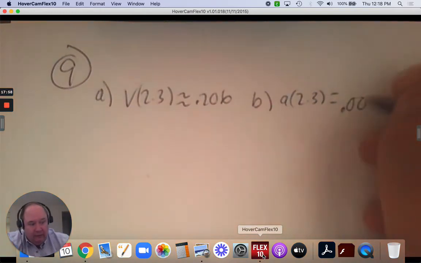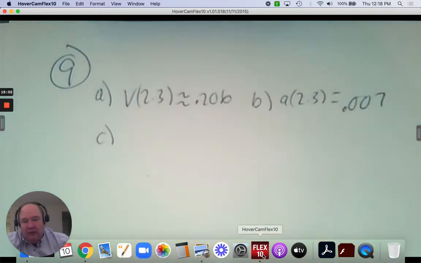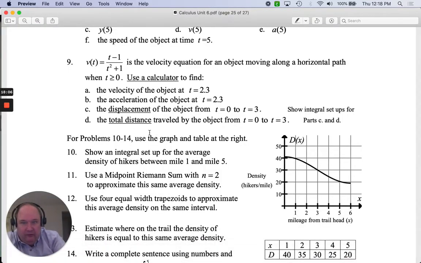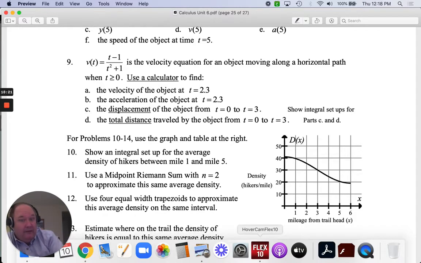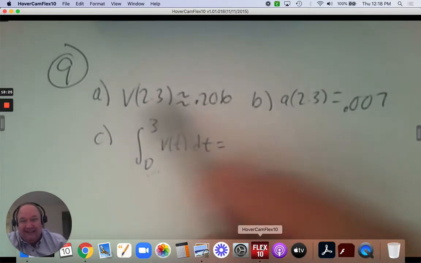Remember, you don't have to round. You can just truncate to 3 numbers after the decimal. Part C asks, what's the displacement? So define displacement, that's an integration question from velocity. If you integrate velocity, you get displacement. So we're going to integrate from 0 to 3, and we're going to integrate the velocity. Now, it's already been defined to make it easy again, but that's what I'm doing. I'm integrating from 0 to 3 the velocity to get displacement.